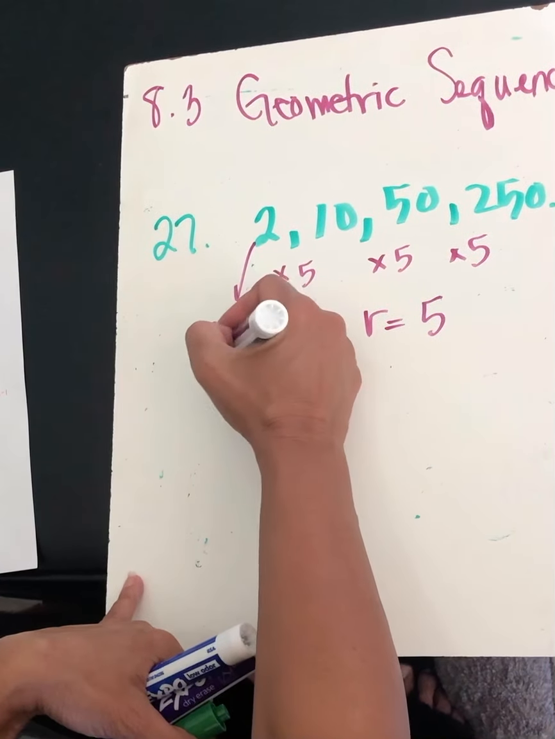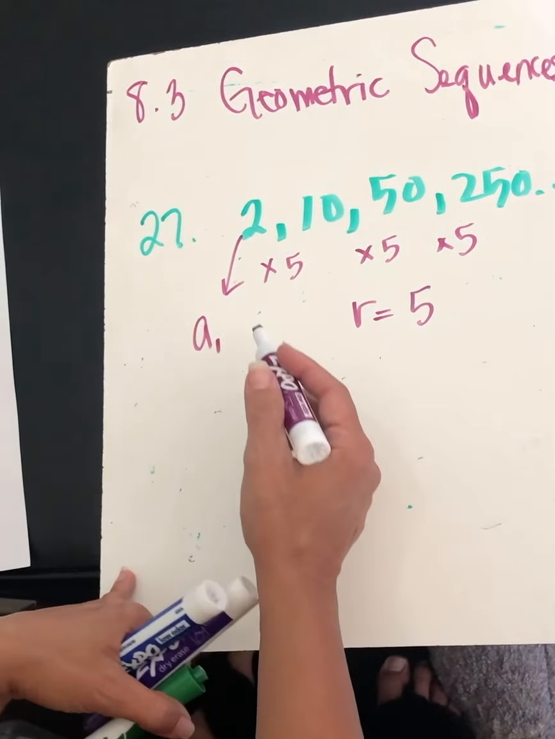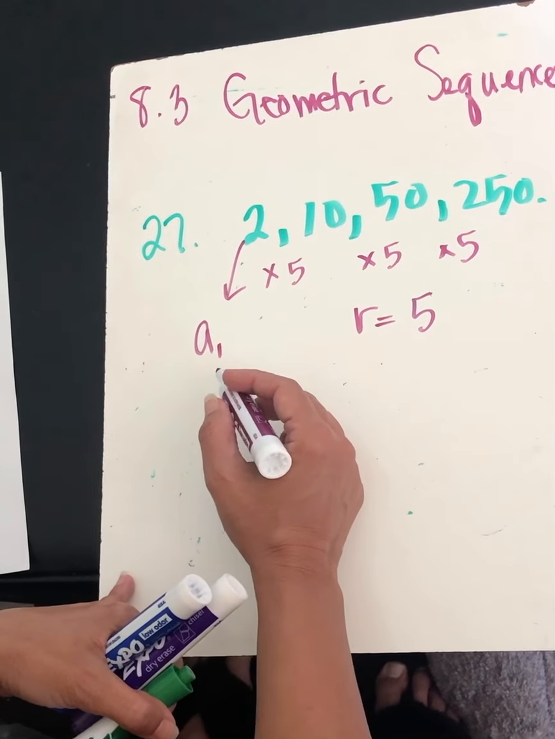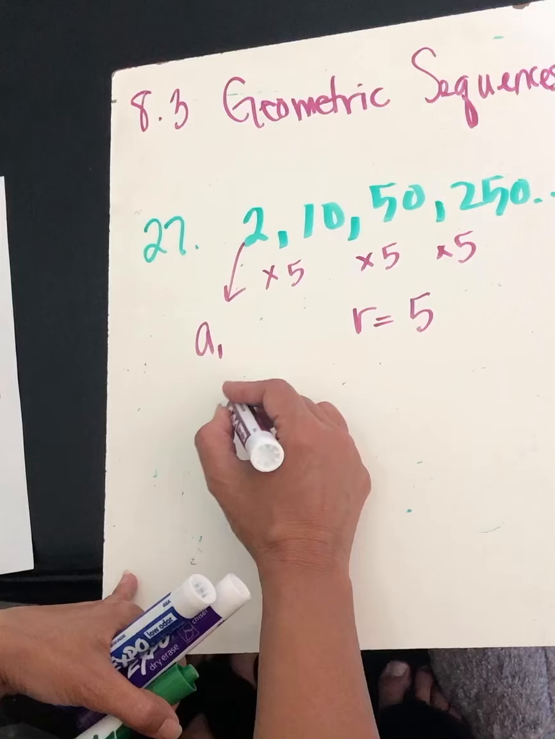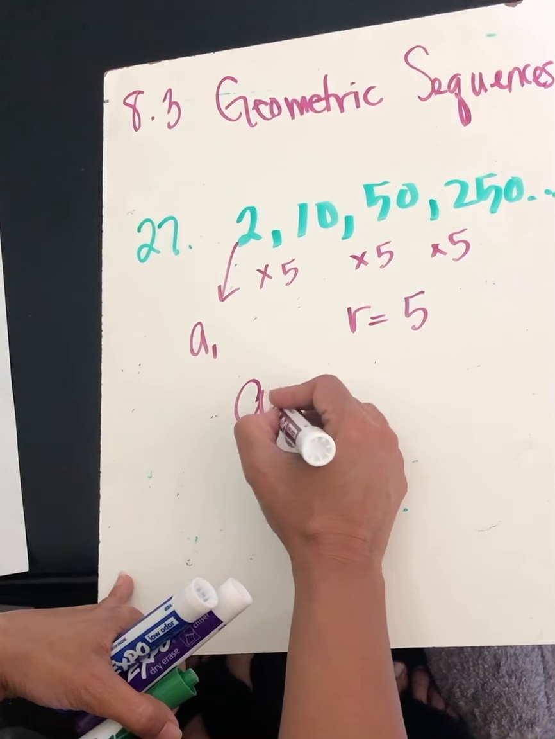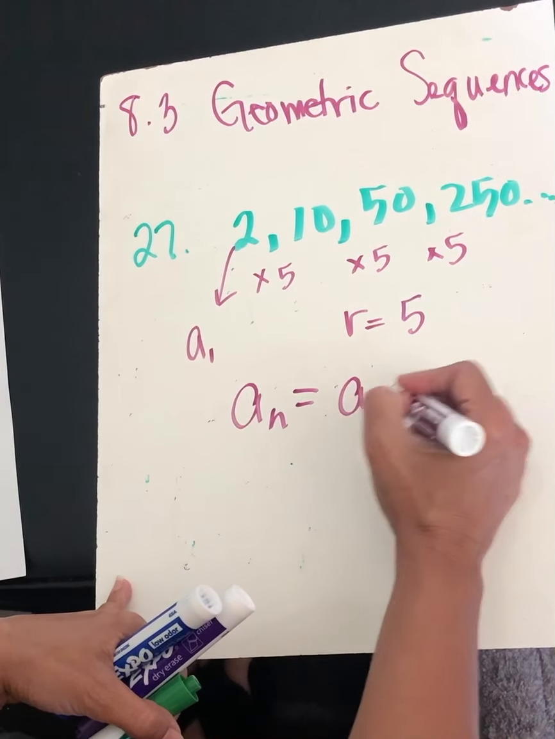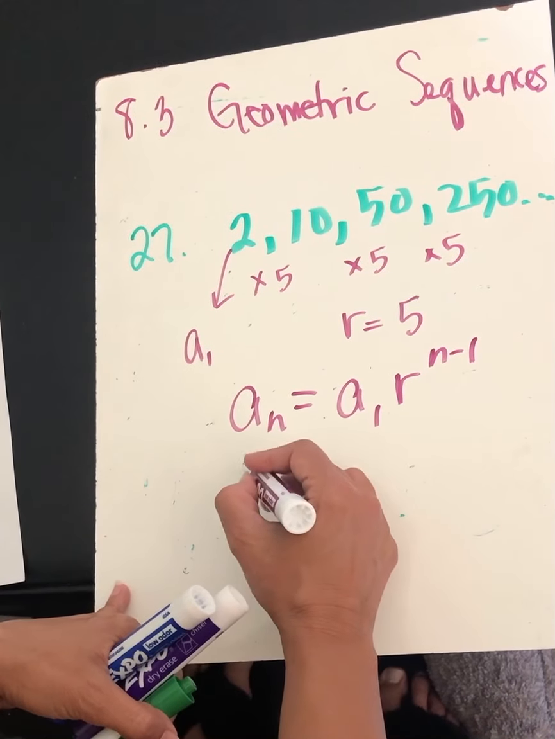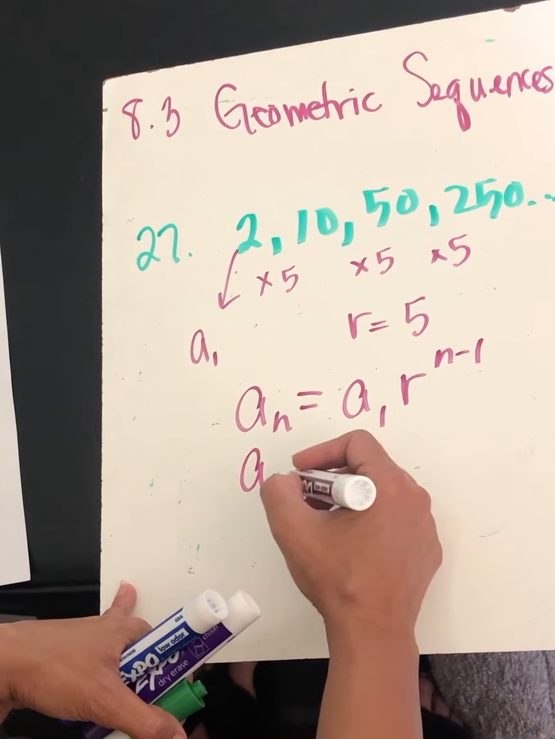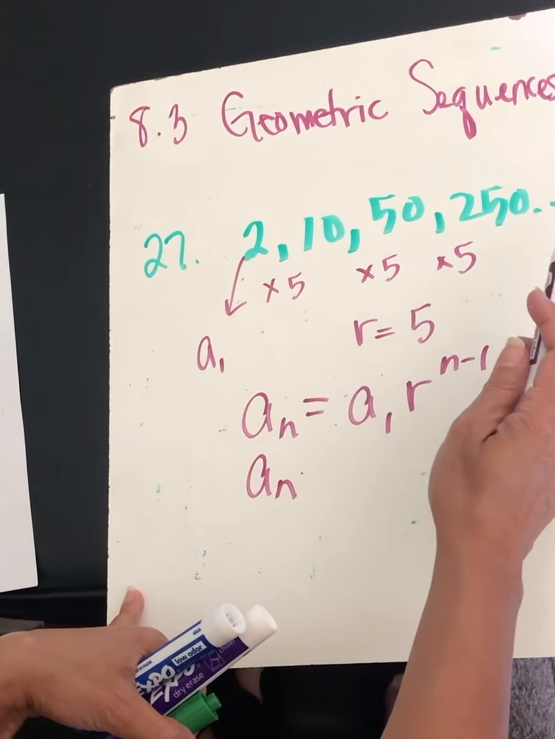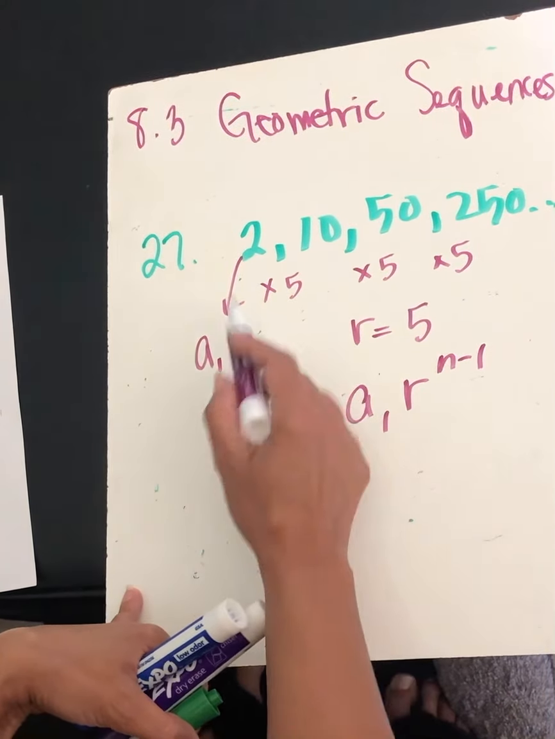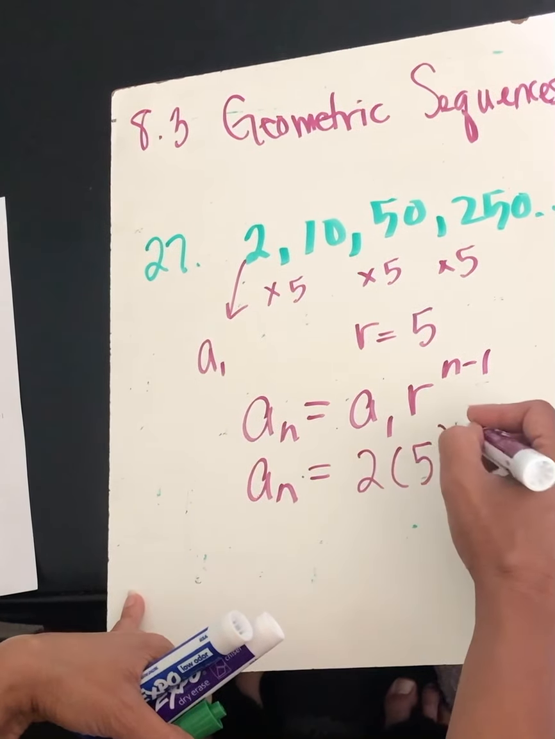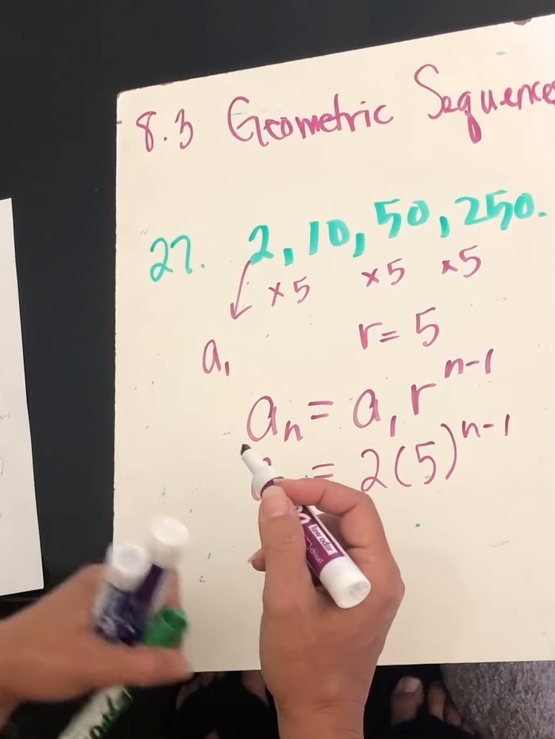A subscript 1 is the first term, and that'll be used in the equation. So the way to find any term in the sequence, or the general term, is by using this formula. A subscript n equals A subscript 1 times R to the n minus 1 power. So if you substitute in, A subscript n, the way to find any term in the sequence, will equal A subscript 1, which is 2, times R, which is 5, to the n minus 1 power. And that would be the equation.